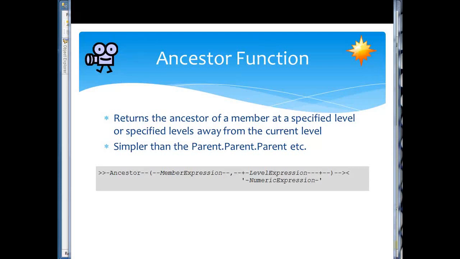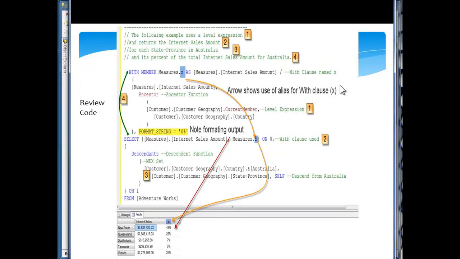Here's the MDX Ancestor function, and the idea of the Ancestor function is to simplify things so we don't have to do this chaining of the parent, parent, parent moving up in a hierarchy. I've got a little better code example here for you. Here's a little better screenshot. What we have down here is the code we're going to show you over in the editor.